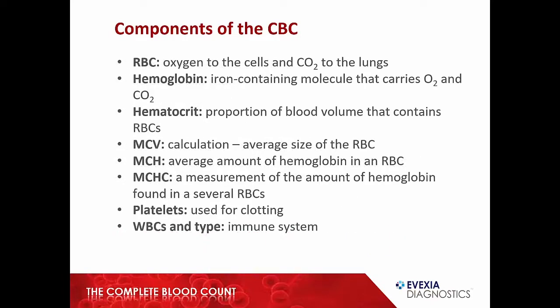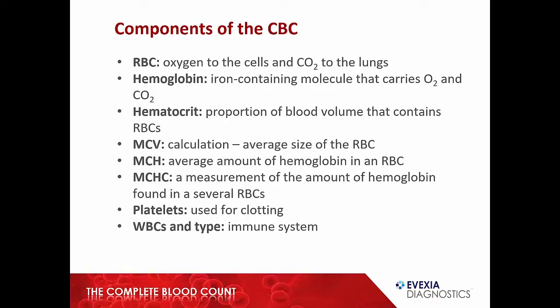So let's look a little deeper into these components. As you know, the red blood cells carry oxygen to the cells and carbon dioxide to the lungs for excretion. There's the hemoglobin, that iron-containing molecule that actually carries the oxygen and carbon dioxide. The hematocrit is the portion of the blood volume that contains the RBCs. The MCV is a calculation that gives you information about the average size of the RBC. The MCH gives you information about the amount of hemoglobin in an RBC. The MCHC is a measurement of the amount of hemoglobin found within several RBCs.